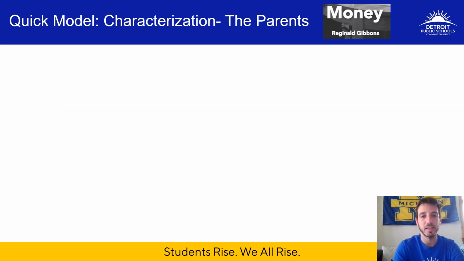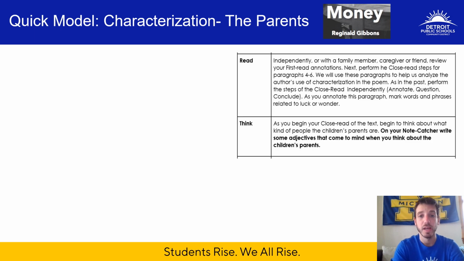So the quick model today is going to be around characterization, specifically for the parents in the poem Money. And if you read the read and think section again, you'll remind yourself of what you have to do when it comes to characterization for the parents. But we'll quickly go over it again right now.